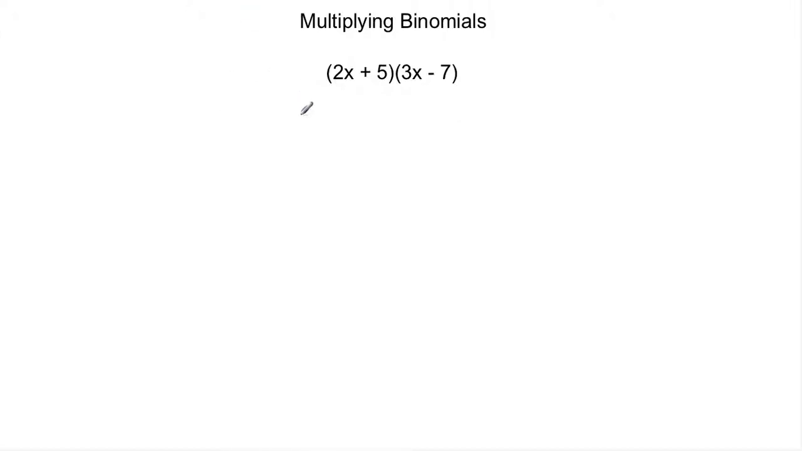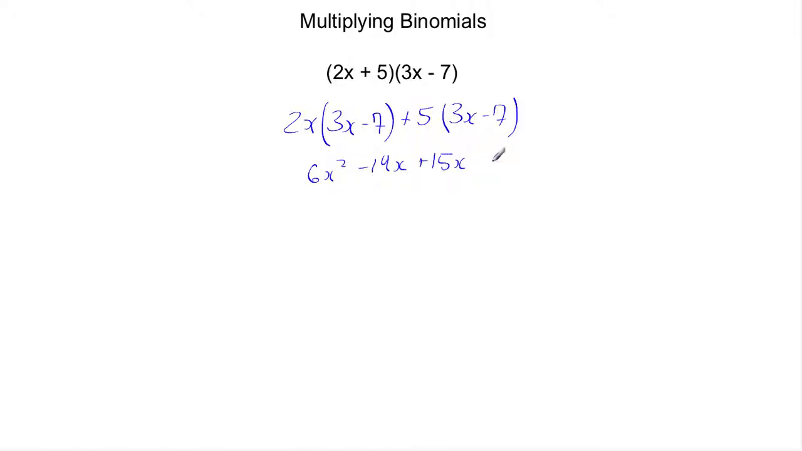So one way to think about this is to say, all right, I have 2x, and I'm going to multiply this by the whole binomial, 3x minus 7. Then I'm going to take the positive 5, and I'm going to multiply this by the whole binomial, 3x minus 7. And so now distributing in one term is a lot easier than distributing in two terms. So here I'm going to have 6x squared minus 14x plus 15x minus 35.